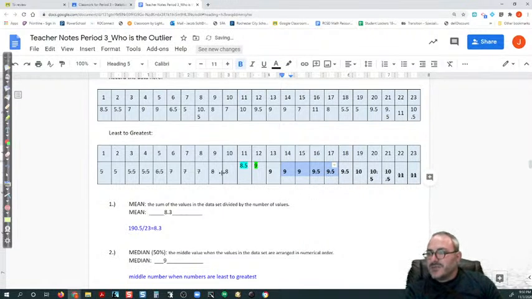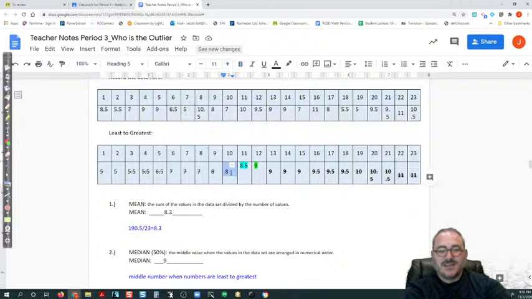All right, now I'm going to move a little more carefully. I'm going to eliminate the lowest and eliminate the highest. And that leaves me with 2 numbers in the middle.